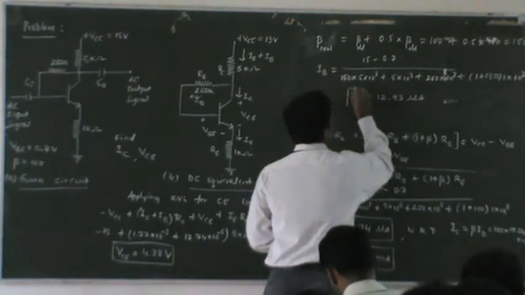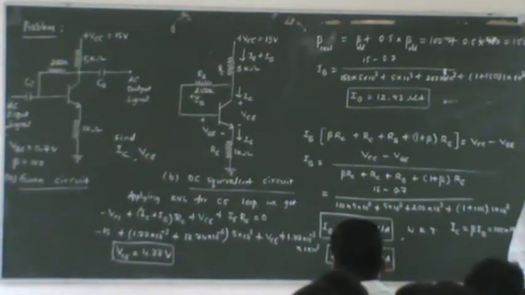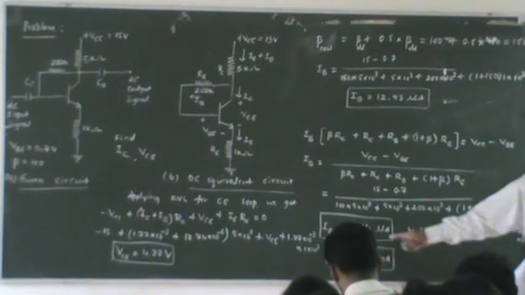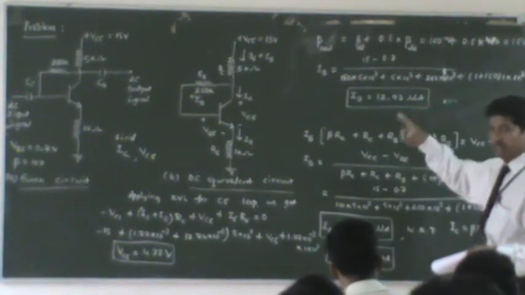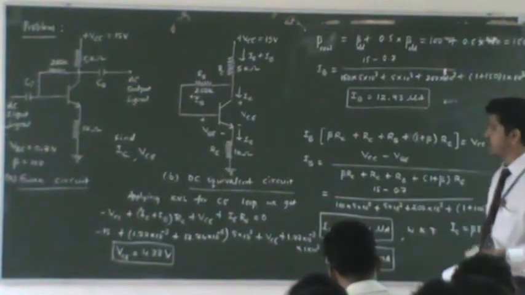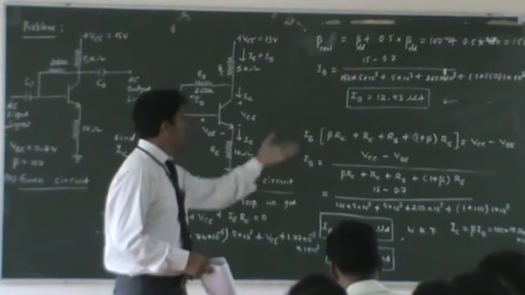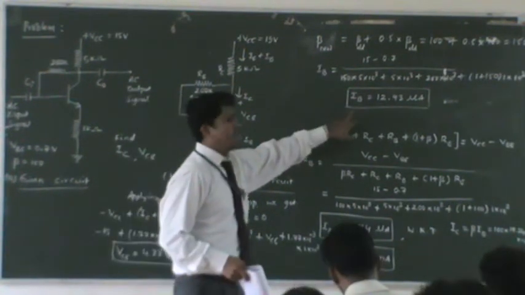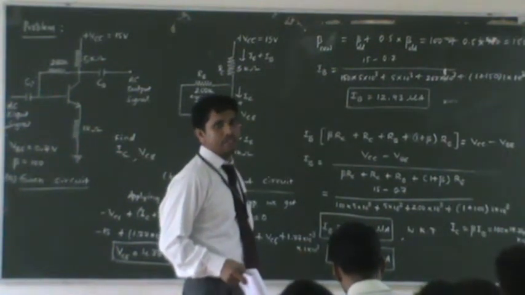You can even comment now. You can see that when the beta value is 100, the base current is 17.74 microampere. The moment you increase beta by 50%, you can see that the base current has dropped, it decreased. So you can comment: increase of beta by 50% decreases the base current. Let us see the effect of increase in beta on the collector current.